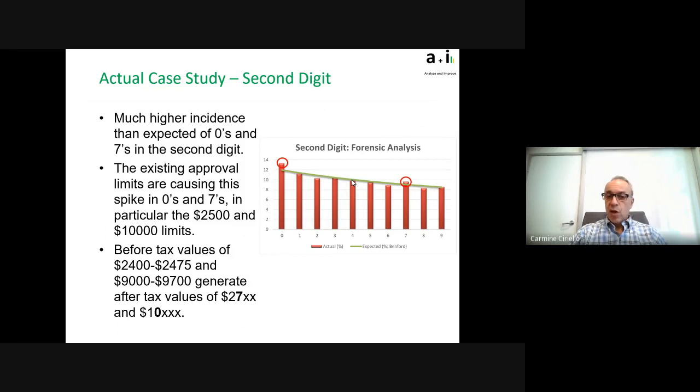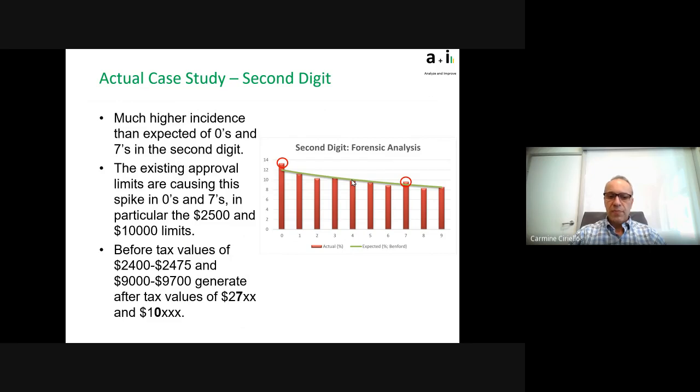But now we're starting to see something that actually showed up as being significant. The number 0 and the number 7 showed up a little higher than expected, to the point that it was significant. So there was a much higher incidence of 0s and 7s. This slide just shows a little bit of a summary, so I'm not going to go through all the details of how we got to this conclusion. But basically what was happening, and this is an example of a systemic problem, is there were existing approval limits causing a spike in the 0s and the 7s.